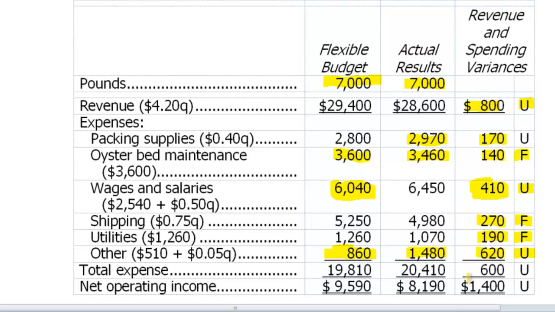If we add up our total expenses and then compare that variance, it's a $600 difference unfavorable. Well, that can be explained by the combination of all of our different variances, some favorable, some unfavorable. But in net, we had $600 unfavorable. Net operating income is unfavorable by $1,400. Some of that is the unfavorable revenue, and the rest of that is the unfavorable expenses. So we're going to have to analyze this information and use it to make changes for the next period.